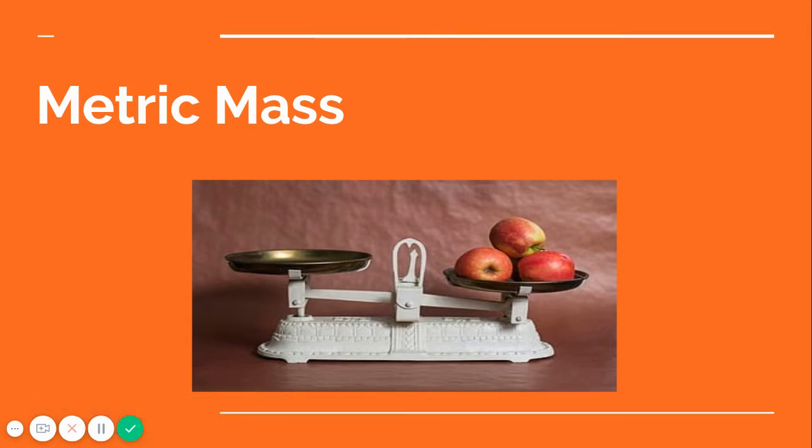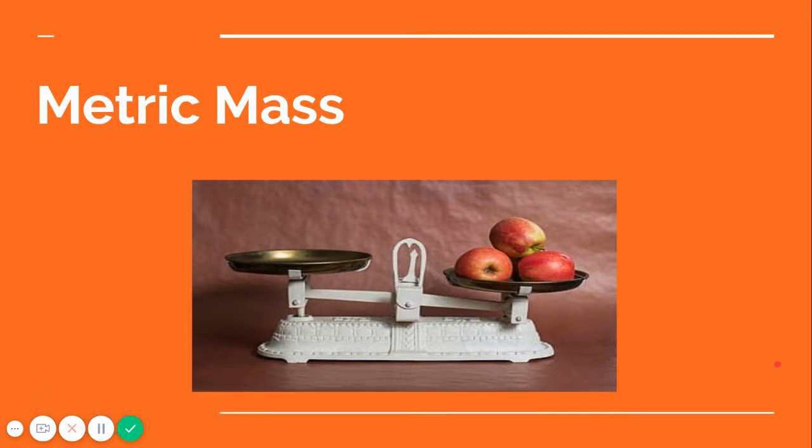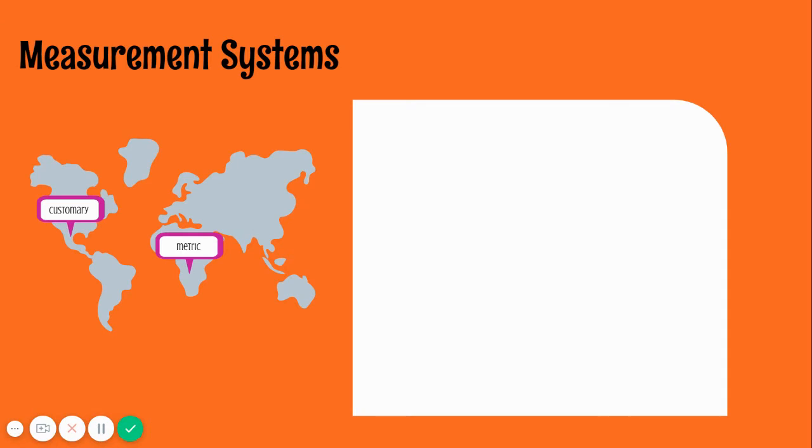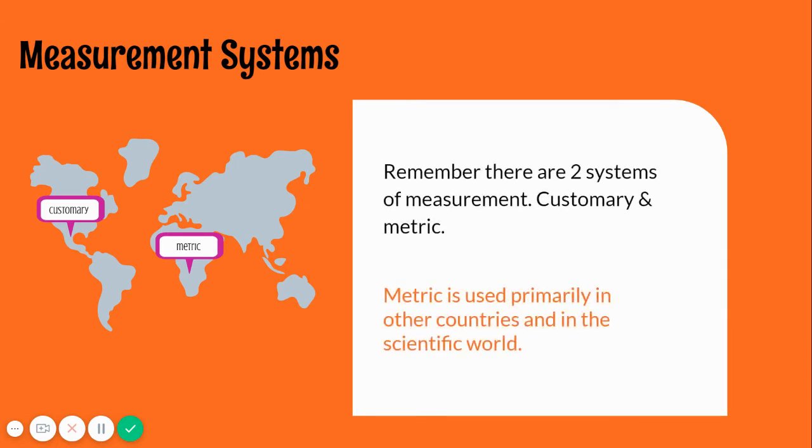Mass and weight are words that in the third grade classroom we can use interchangeably. Last week we looked at customary and metric, and we did each for capacity. So this week we're doing each, metric and customary, for mass or weight. We talked about the different measurement systems, and remember that there are two types of measurements, customary and metric. Metric is primarily used in other countries and in the scientific world, whereas in the United States where we live, we primarily use customary.